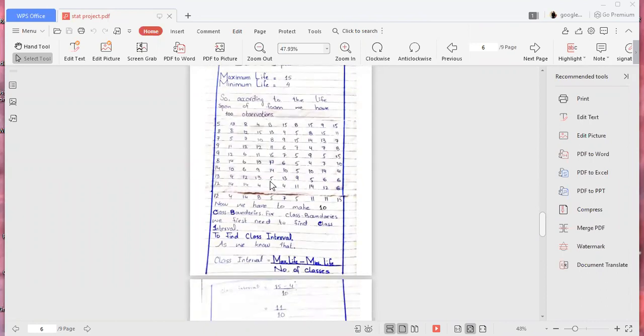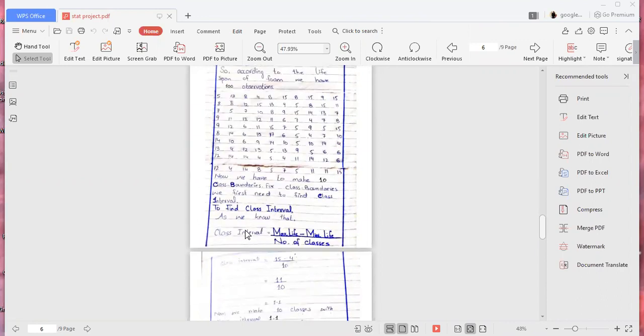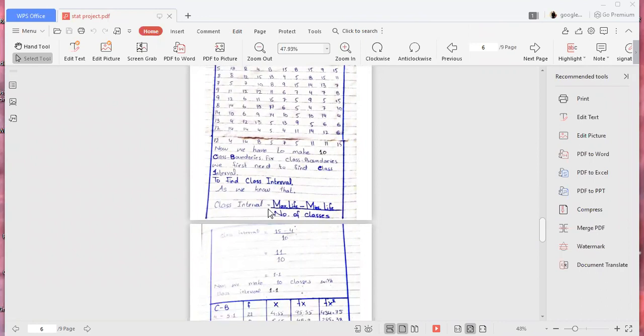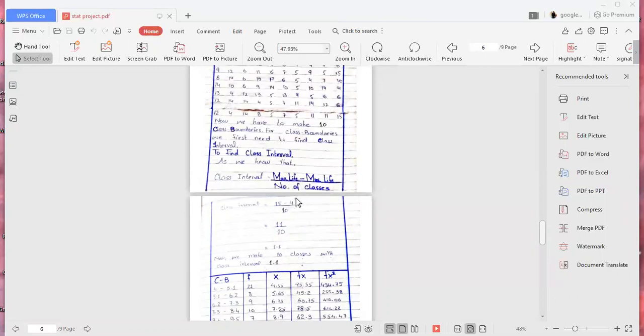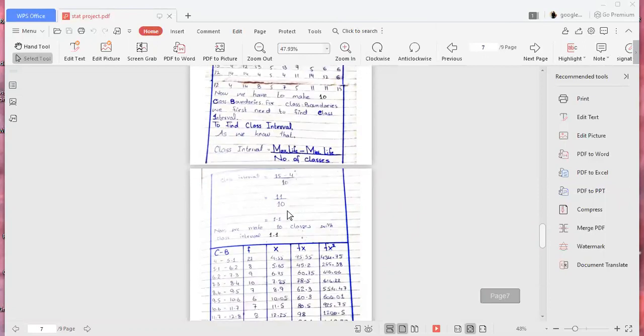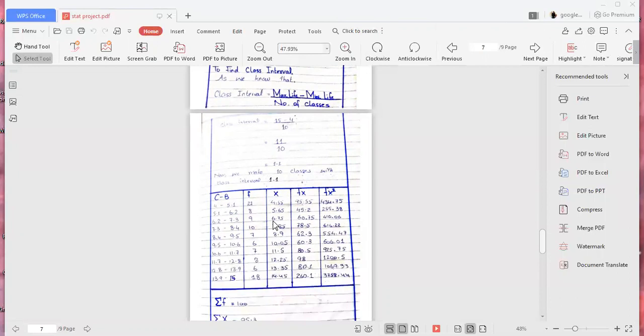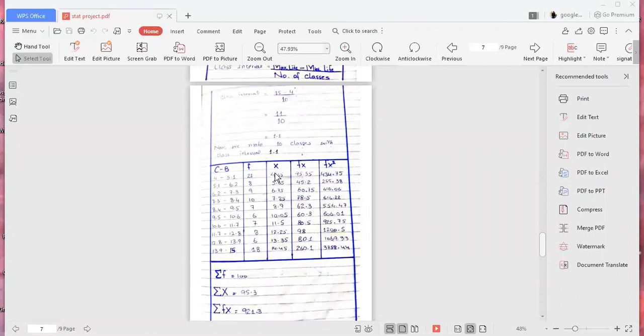After generating these observations, we have to make 10 classes. For classes, we need to first find the class interval. Class interval is equal to maximum life minus minimum life divided by number of classes, or we can say upper limit minus lower limit divided by number of classes. The number of classes given in the question is 10. So we put the values, maximum life 15 minus minimum life 4 divided by 10. So it will give us 11 divided by 10, so the class interval is 1.1. Now we make 10 classes with a class interval of 1.1.